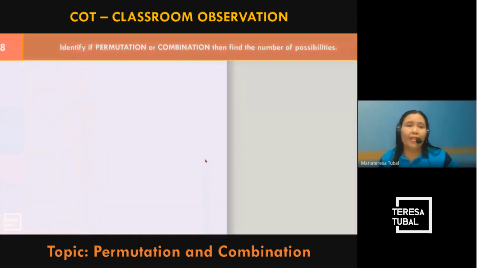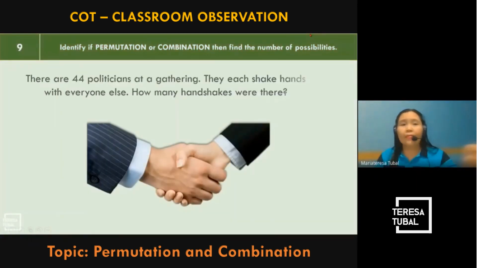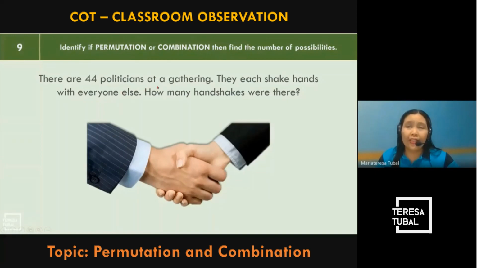Okay, next, number 9. There are 44 politicians at a gathering. They each shake hands with everyone else. How many shake hands were there? So maybe next year, there's a politicians for incoming national election. So how many shake hands or handshakes were there? So let us see what could be the value of N and then R.